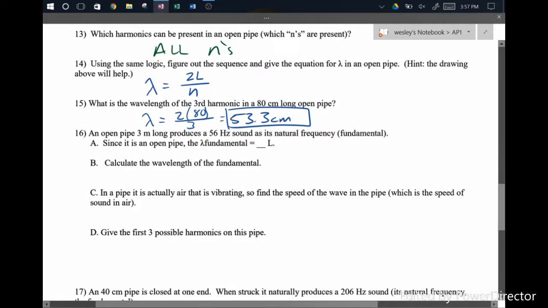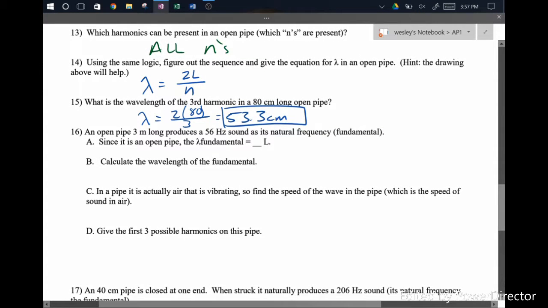Now we're just going to do a full pipe. An open pipe 3 meters long produces a 56 hertz sound at its natural or fundamental frequency. Since it is an open pipe, the fundamental wavelength is equal to 2L. Okay, so it's an open pipe. We're dealing with this shape. This is the fundamental, the first thing we can fit on here. And that's 1/2 of a wave is equal to the length. So twice the length is the wavelength. So the wavelength of the fundamental is 6 meters long.